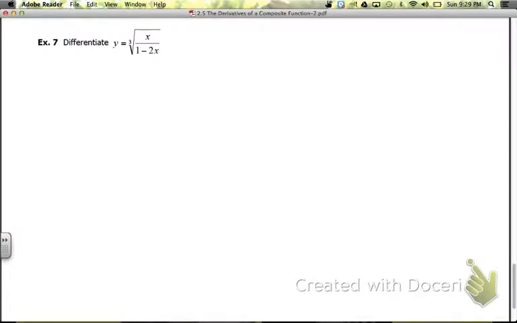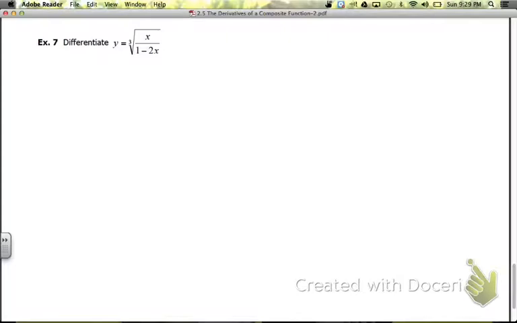And now for our last example, example 7, differentiate y equals the cubed root of x over 1 minus 2x. So again, this is a composite function. I would like to use composite function when I look at something like this. If you can break it up into smaller functions, the easier it is going to be to derive.